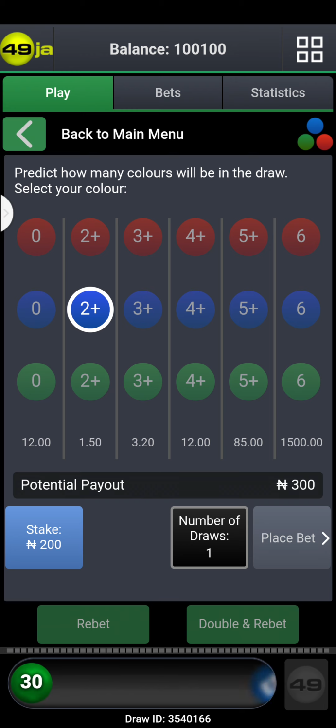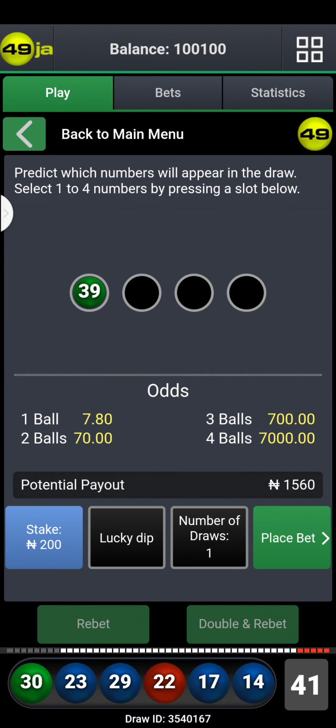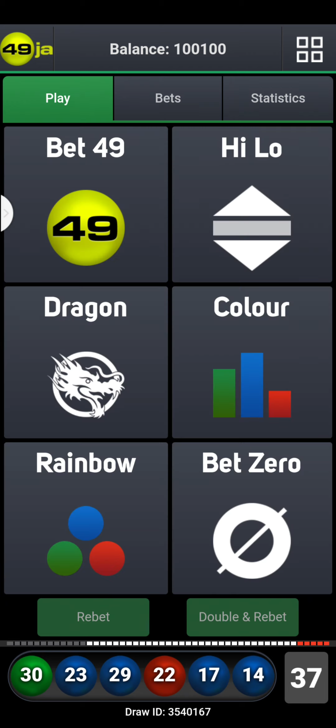If your result is above 49, you subtract 100 from the answer. That is how we are playing.